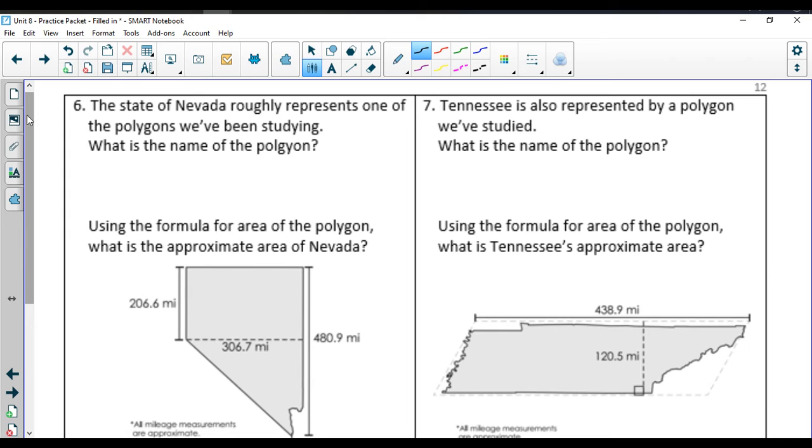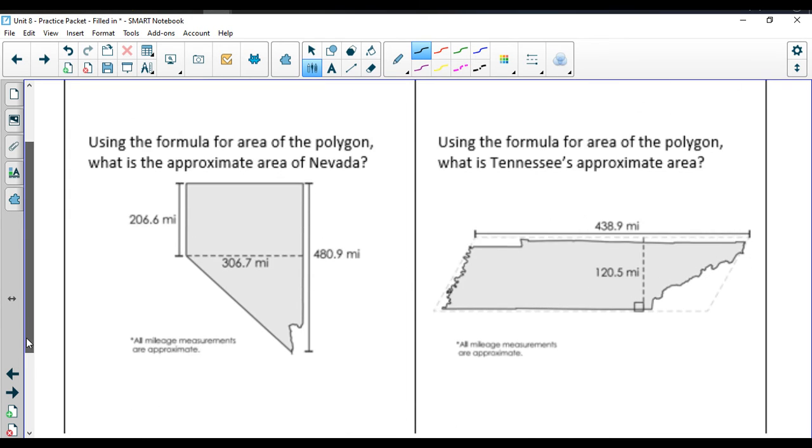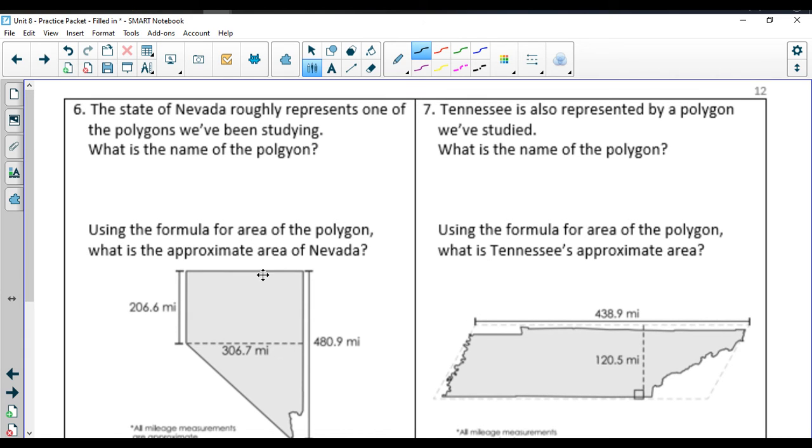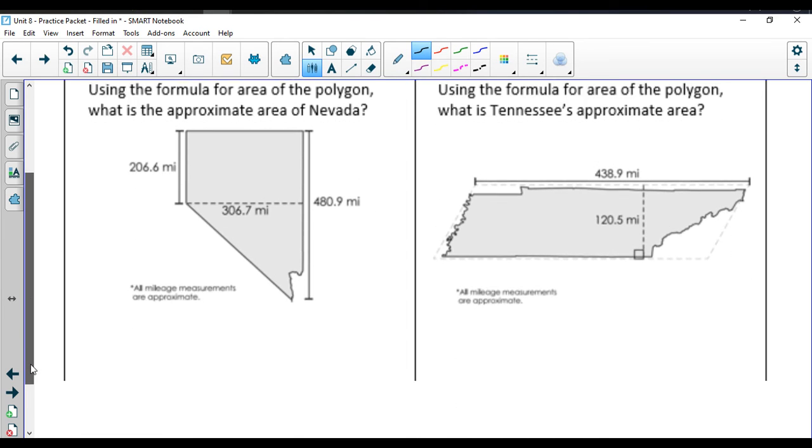For number 6, the state of Nevada roughly represents one of the polygons we've been studying. What is the name of the polygon? So looking at this one, we have those 2 parallel sides. We have that height inside there. This looks like a trapezoid. So using the formula for the polygon, what's the approximate area of Nevada?